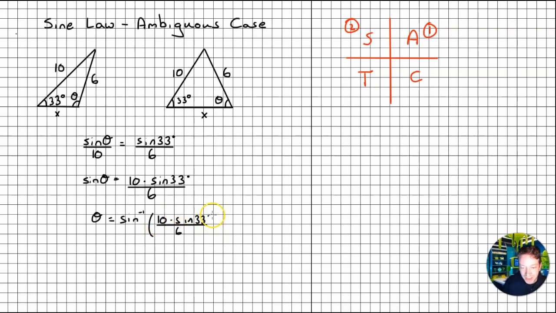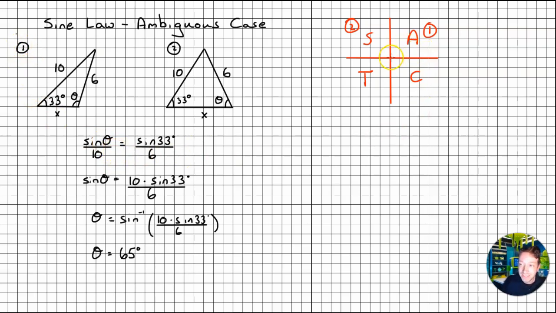Alright, so take out your calculators and let's figure out what it's going to give us. It gives us about 65 degrees. So it's giving us the answer for this second case here. That's not the only possible solution. So how do we figure out what the other possible solution is going to be?